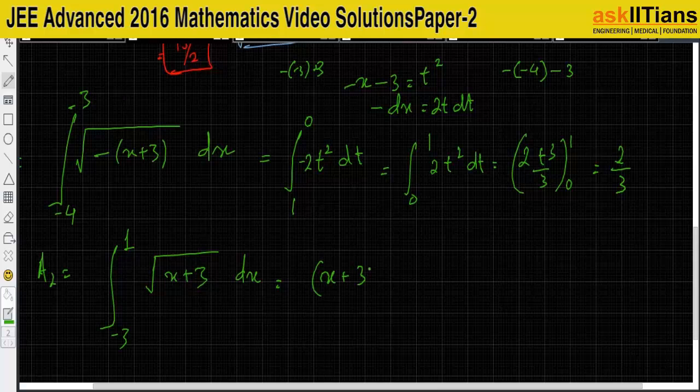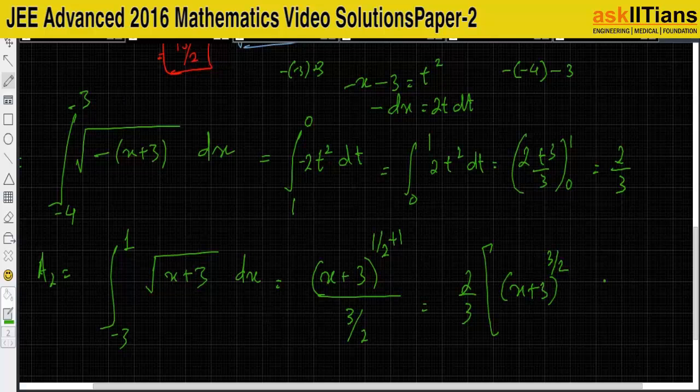Similarly I can find out this also. This I can directly integrate, right? No need to substitute and all that. This is 1 by 2 plus 1, and the denominator will be 3 by 2. So basically I'll get 2 by 3 times x plus 3 to the power 3 by 2. And what are the limits?